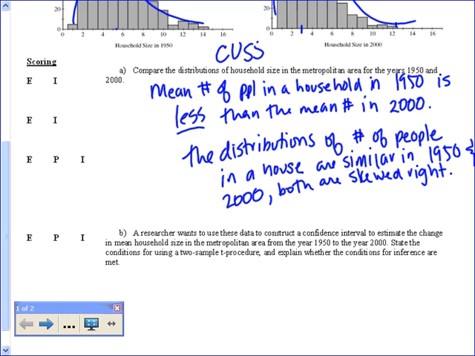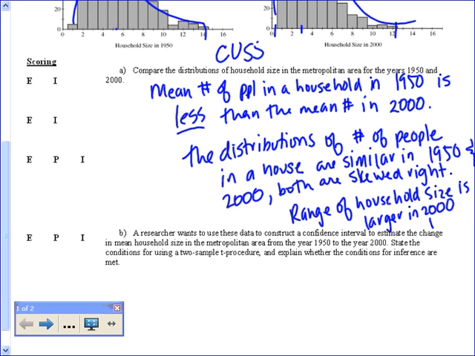And then the other thing we need to talk about is the spread. If you look at the range, this goes from about 12 down, and this goes from about 14 down. So we can say the range of household size is larger in 2000 than in 1950. Did I say that right? Nope, I think I said it backwards. The range is larger in 1950 than in 2000. Okay, so make sure you have that context and that comparative language.